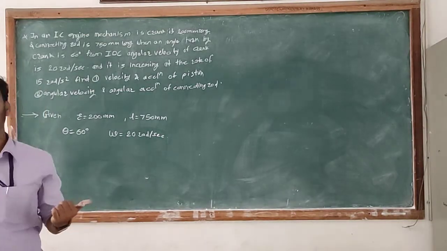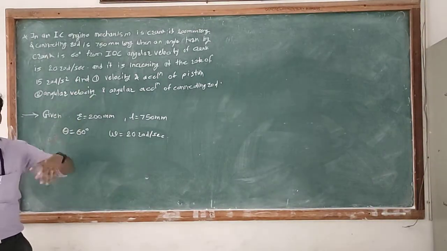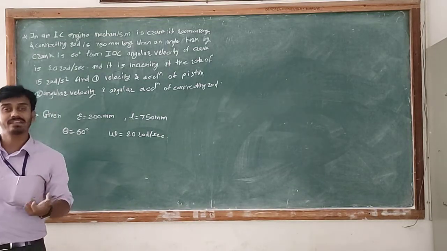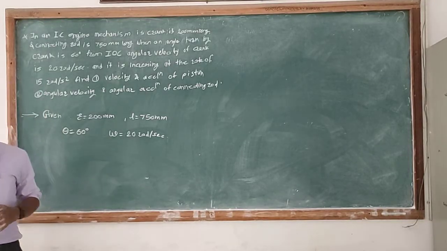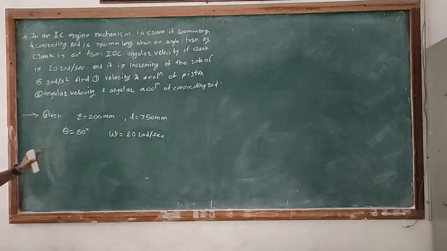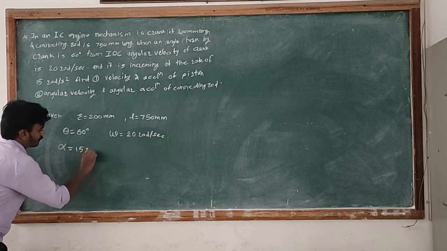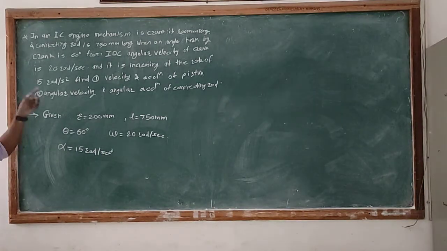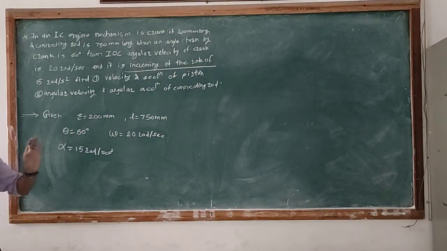In the last numerical, we discussed one problem in which we considered that the angular velocity of the crank is constant, but here they have given that the angular velocity of the crank is increasing at the rate of 15 radian per second square. This means alpha, the angular acceleration, is given, that is 15 radian per second square. Here the condition is that the angular velocity of the crank is not uniform.